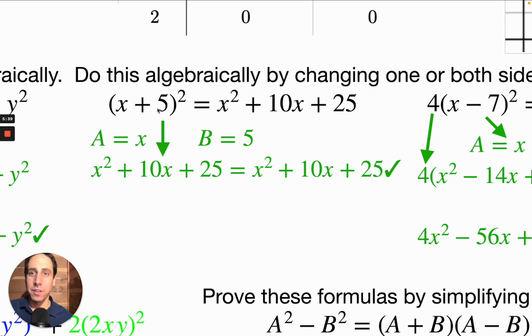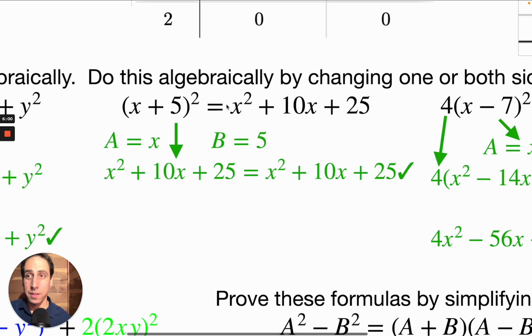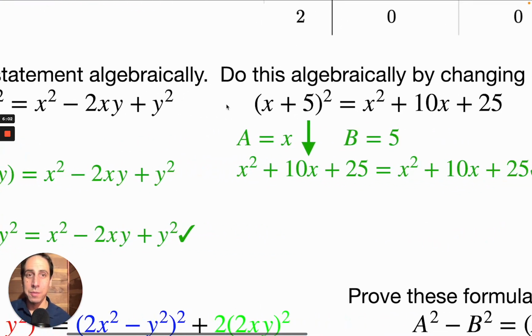Here, I'm going to use a formula. This is a plus b squared, so this is if a equals x and b equals 5. So therefore, this is a squared plus 2ab plus b squared. And yep, the left side just looks like the right side. So the original is also true. I've proven this statement algebraically.